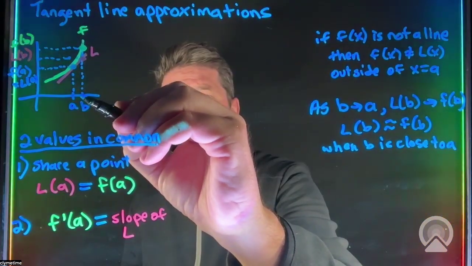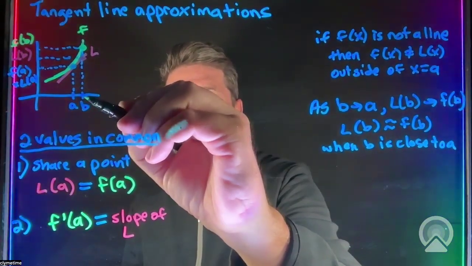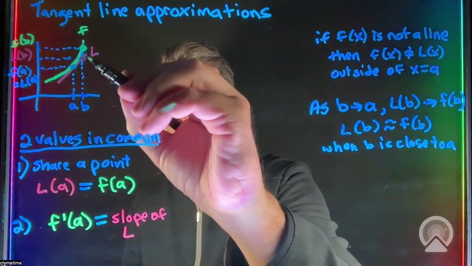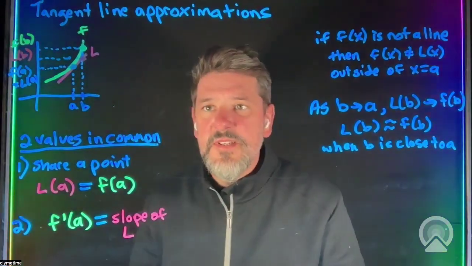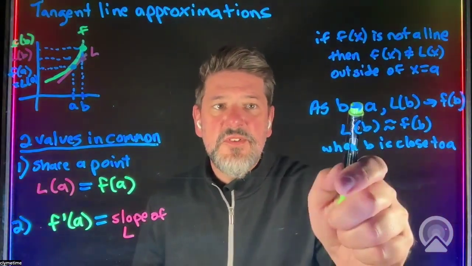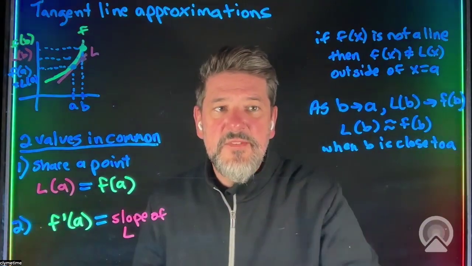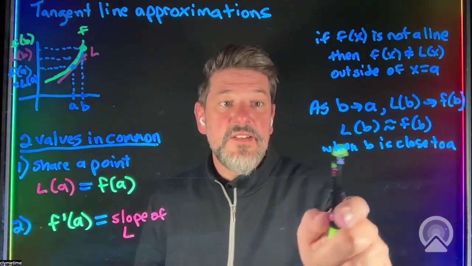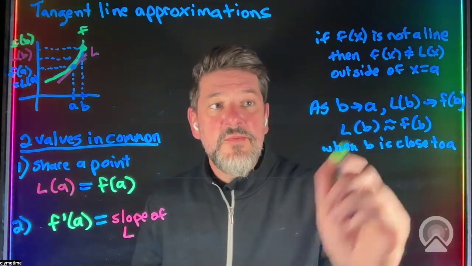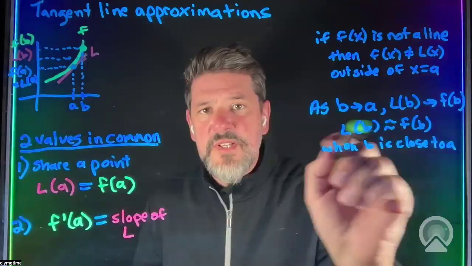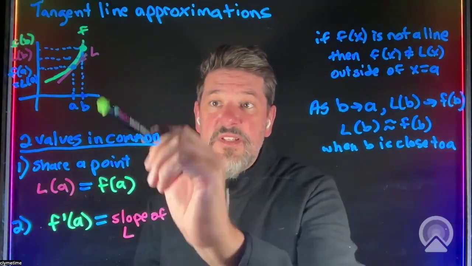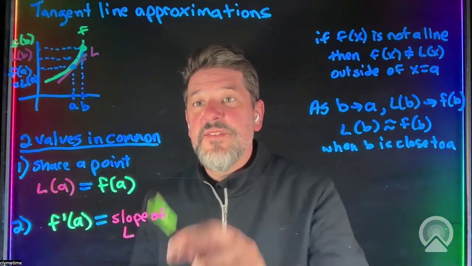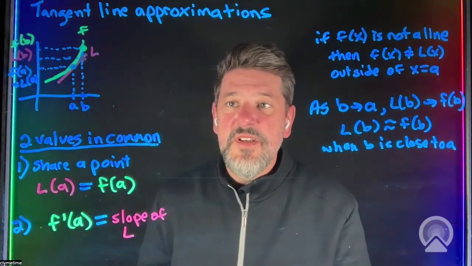The closer my B is to A, both on the right and on the left, the closer the y value on L will be to the y value on F. So as B gets closer and closer to A, L of B will get closer and closer to F of B, and L of B will approximate F of B, as long as B is very close to A. So they will not be equal close to A, but they will be close to each other. And the closer B is to A, the better approximation the tangent line will be to the graph.